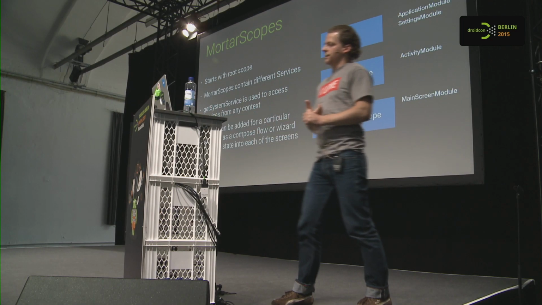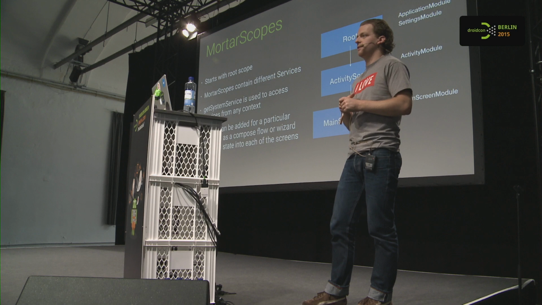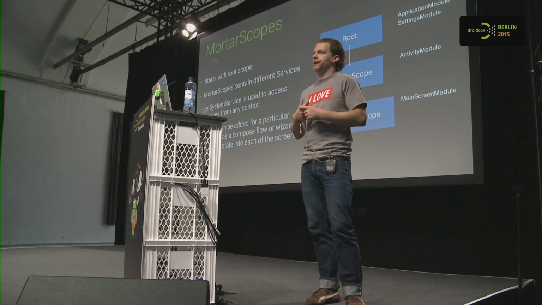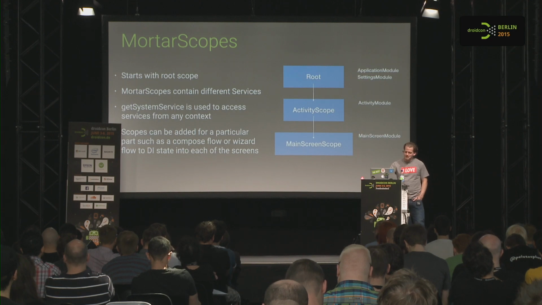And then that new Mortar scope is being used within the get system service method, so that when a particular service is requested, it can be inferred. And if it matches the particular Mortar scope, that one is returned. I'll just show an example in a second.